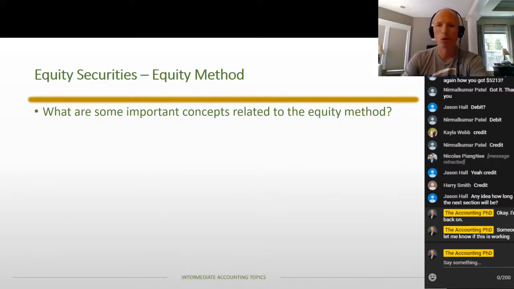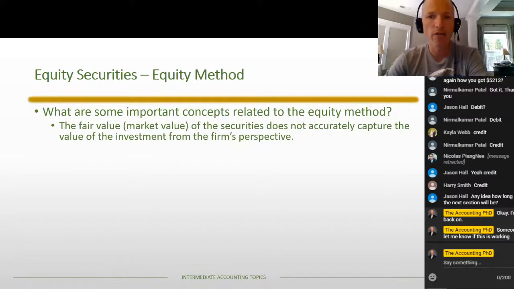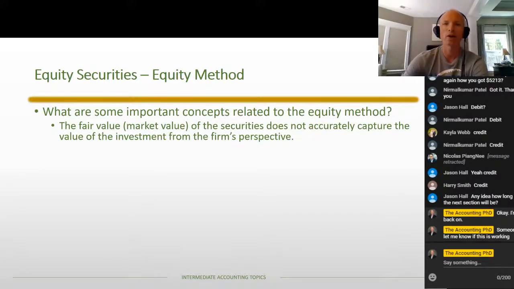All right, so what are some important concepts to be thinking about? First of all, the fair value of the securities really doesn't capture the value of the investment from the firm's perspective. What I mean by that is the reason that I'm holding the shares is because I want to influence the company that I've now acquired shares of. I'm trying to influence them. And so whether the market price goes up or goes down, it's not necessarily relevant, because I own the shares in order to exercise influence, not to make some sort of short-term gain. And so the fair value becomes less relevant. And so this equity method allows for an approach to the accounting that ignores fair value, because the idea is that that's not relevant to this investment.